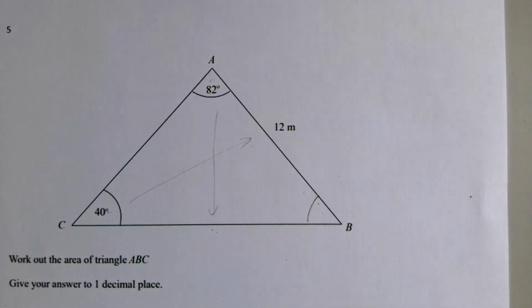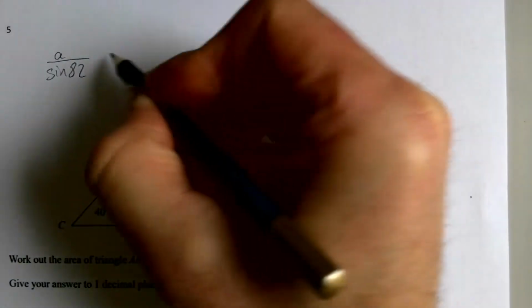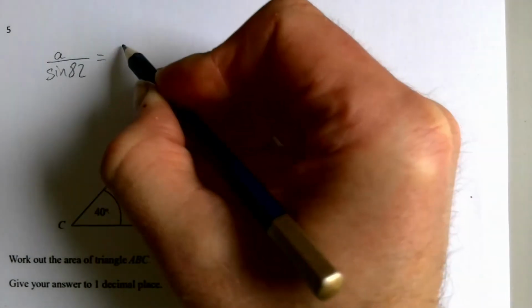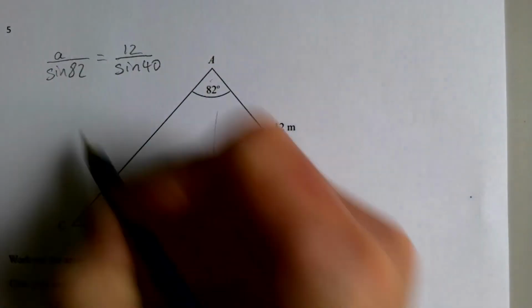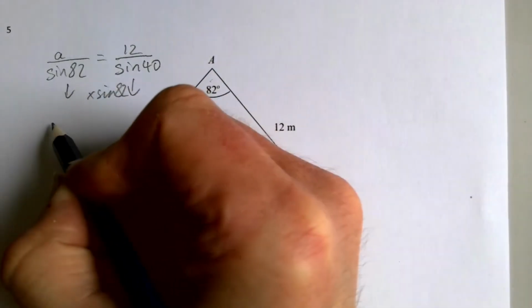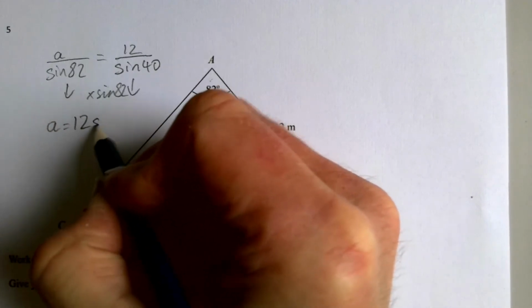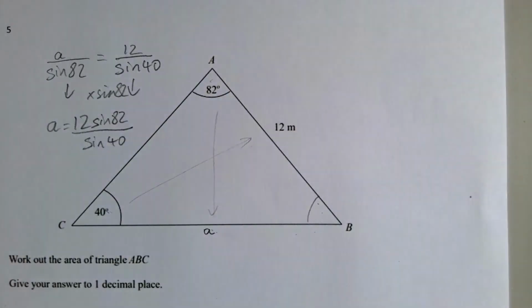So use the sine rule first, and then I'll have two angles, two sides with the angle in the middle. So if we call this side here a, a over sin 82 is equal to 12 over sin 40. So it's just like what we've been doing on the last few. Multiply both sides by sin 82. a is equal to 12 sin 82 over sin 40. Put that in your calculator, remembering to close the brackets around your angles.